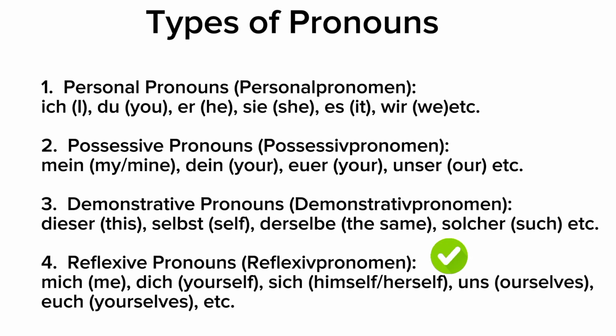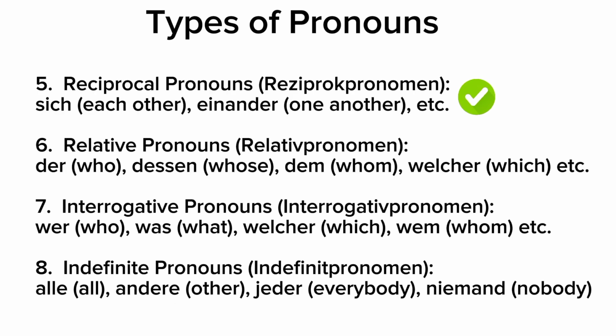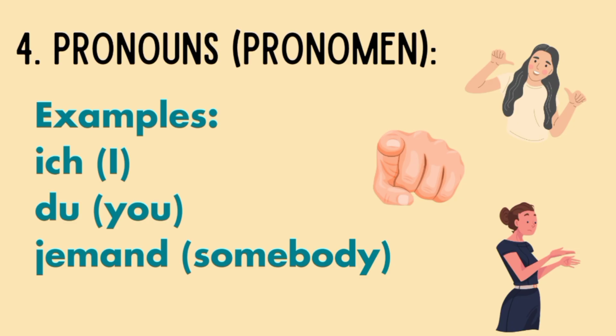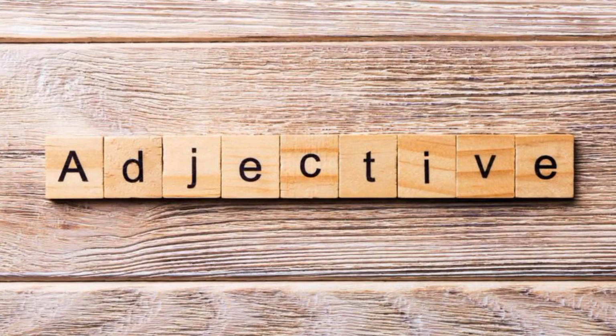Reflexive pronouns, in which we use words like yourself, himself, herself, ourselves. Fifthly, we have reciprocal pronouns, in which we use words like each other, one another, etc. Then relative pronouns, in which we use words like who, whose, whom, which, etc. Then interrogative pronouns like who, what, which, whom, etc. Then indefinite pronouns, in which we use words like all, others, everybody, etc. So this was all about pronouns and adjectives.